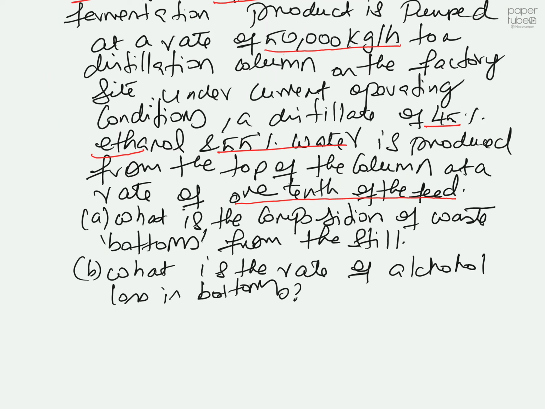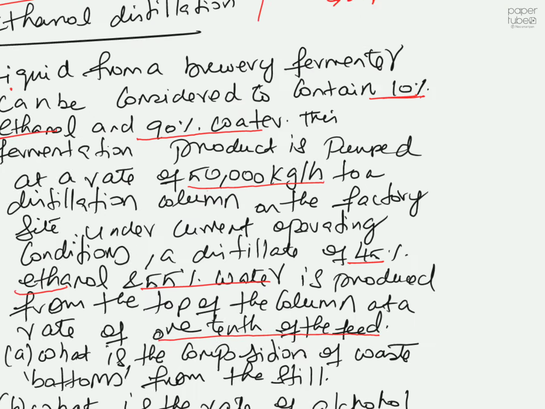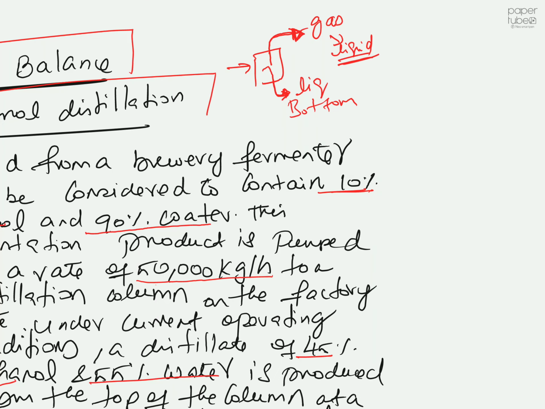What we need to calculate is the composition of the waste bottoms from the still. Let's call this one the bottom, where we collect some liquid. I ask what's the percentage of ethanol in the bottoms and what's the rate of alcohol loss in the bottom. All you need to calculate is the percentage of your ethanol and the percentage of your water. That's the thing you have to calculate. And you also need to say what the rate of alcohol loss is, so how much alcohol you lose in the bottom product.